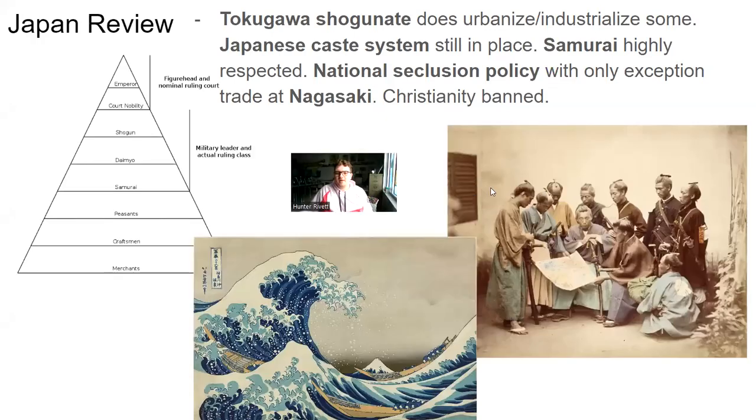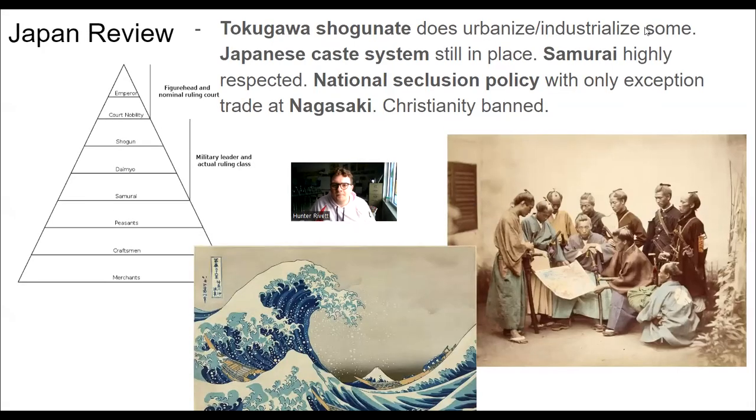Okay, let's talk briefly about Japan. So Japan, of course, is under a shogunate. The shogun's like the head samurai. And though the emperor is technically at the top, descendant of the sun, big deal, right? He's really just a figurehead under the Tokugawa shogunate, which has been in place since the 17th century. The shogun really runs the show.